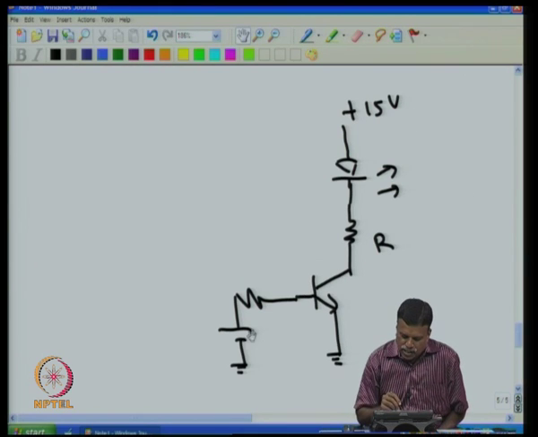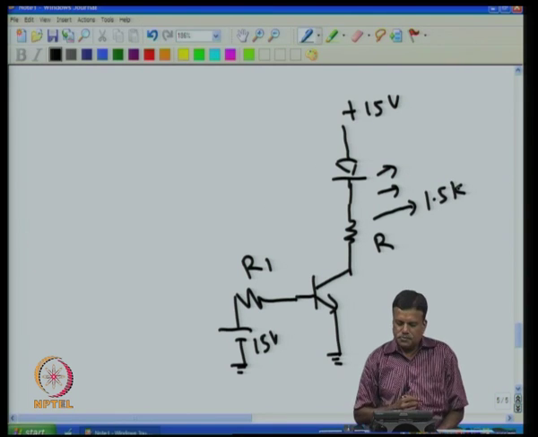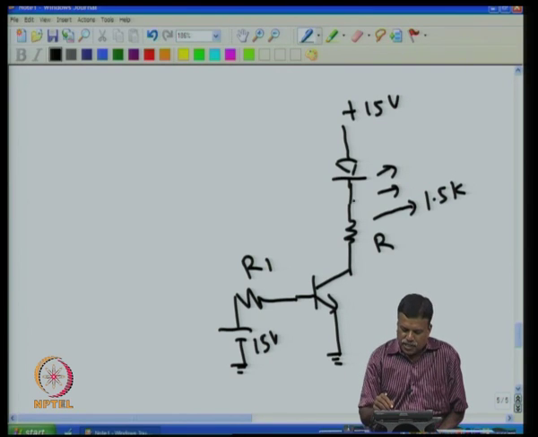Another question is how much voltage I have. Assume that I have another same 15 volt supply here. Then the question is what resistance I have to use here. Say R1. This is the resistance which we have to decide, that is actually 1.5 K. Now, what is the resistance value R1 I have to select, because we have fixed 10 milliampere current through this.